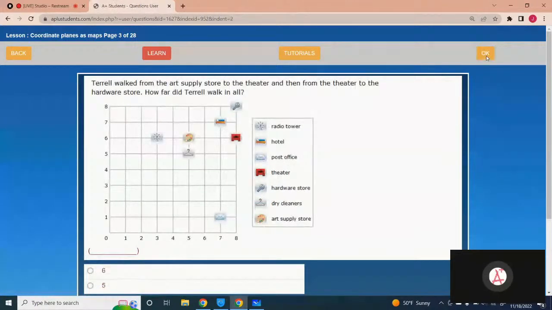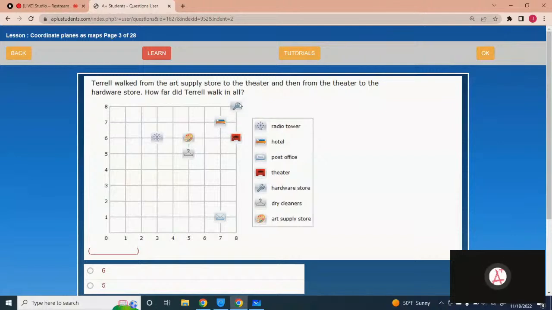Okay, the next one is Terrell walked from the art supply store to the theater and then from the theater to the hardware store. How far did Terrell travel in all? Okay, so art supply store to theater. Where is the art supply store? Here it is. Then from art supply store to theater. Here is the theater. So how much distance did he travel from art supply store to theater? It would be 1, 2, and 3 units. And from the theater to here is the hardware store.